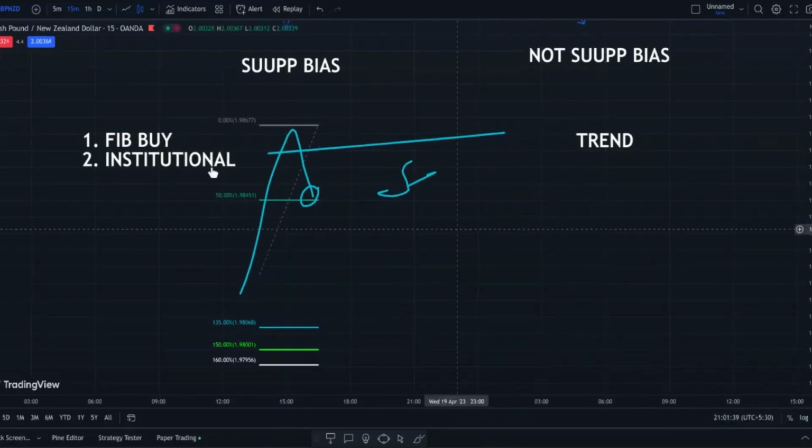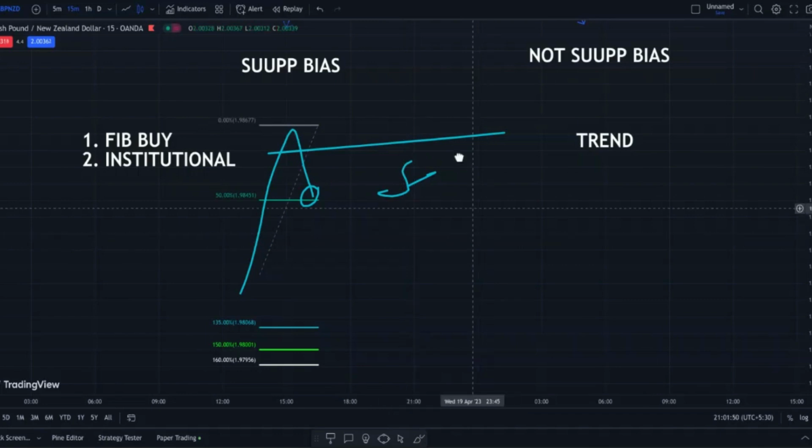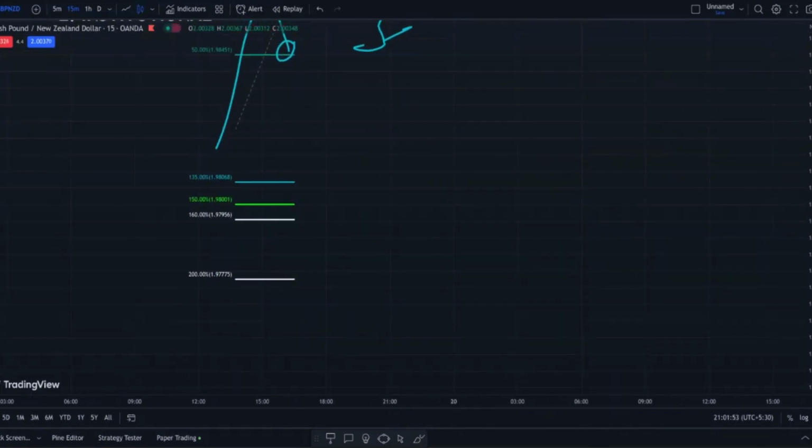If you have more than three reasons that support your bias, you need to put 100% quantity. And if you have a big reason not supporting your bias, you have to put half the quantity, or half the risk. So that's the thing.